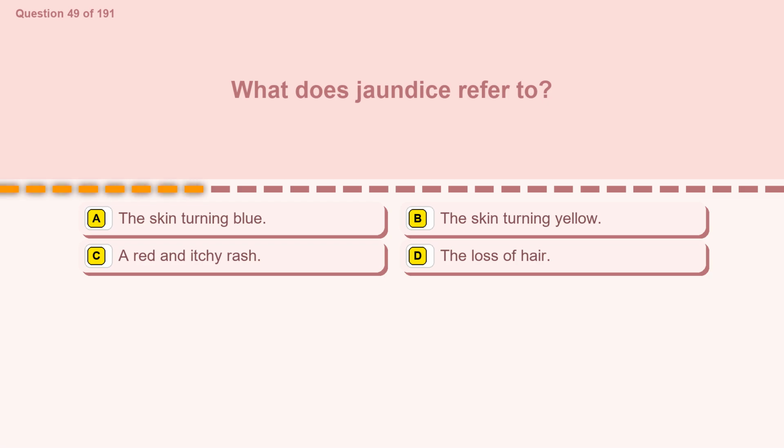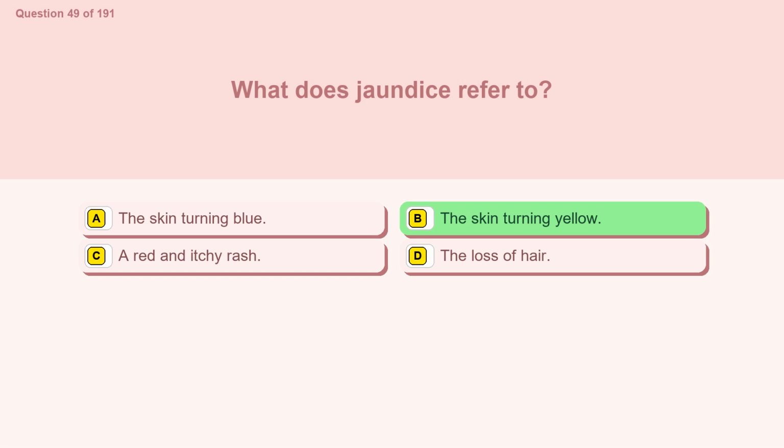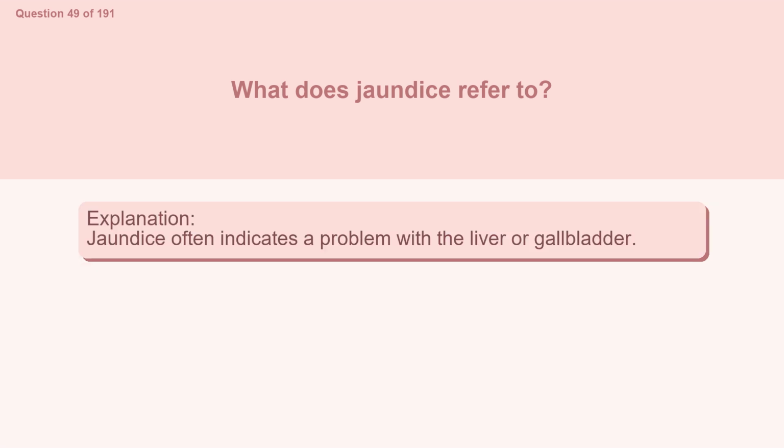Option A. The skin turning blue. Option B. The skin turning yellow. Option C. A red and itchy rash. Option D. The loss of hair. The correct answer is option B. The skin turning yellow. Jaundice often indicates a problem with the liver or gallbladder.